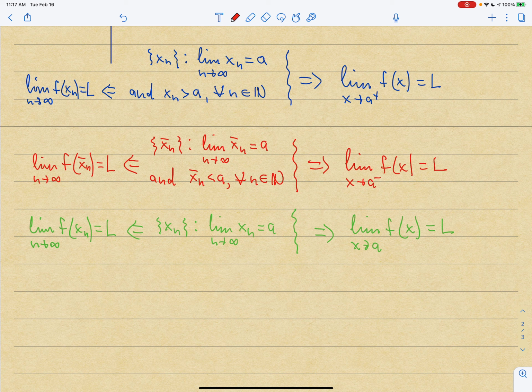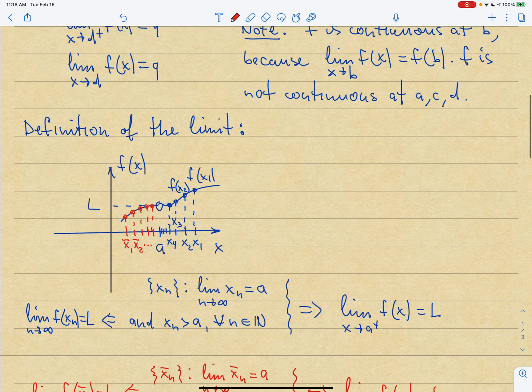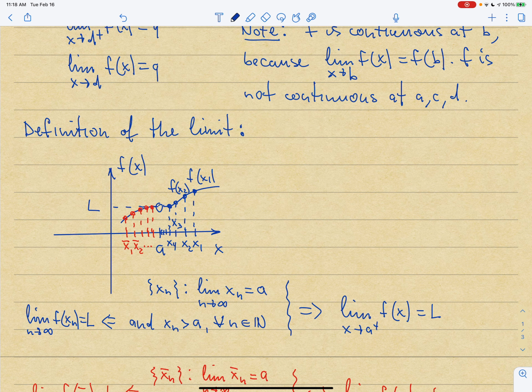The difference between these is where I take my sequence. When I look at the sequence coming from the left, I'm taking xn less than A. If I look at the sequence where x comes from the right, xn must be bigger than A. If I take any sequence that converges to A, then I don't place any restriction on where I can choose my xn. So this will motivate the following definition, which will be common for all of these situations and more.